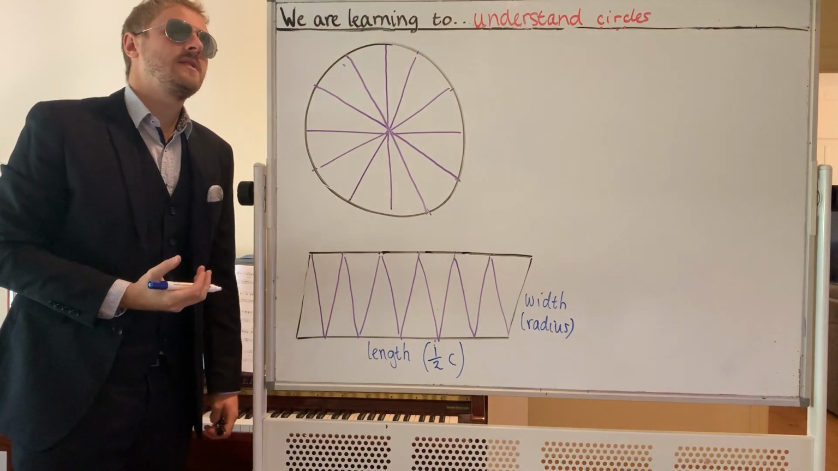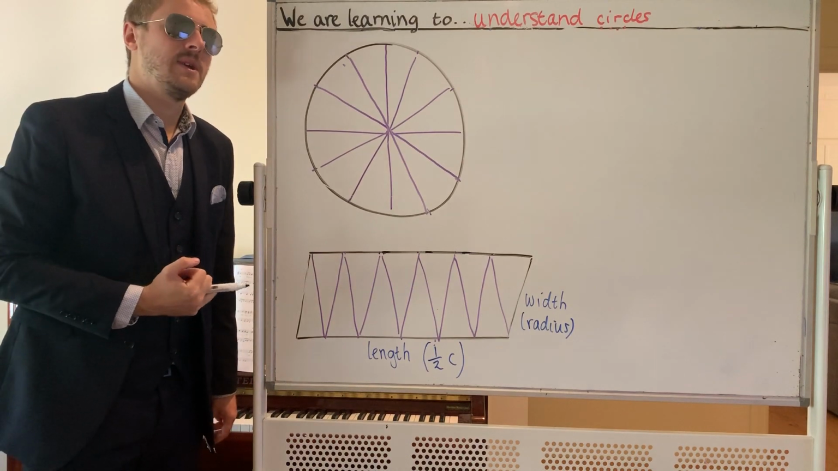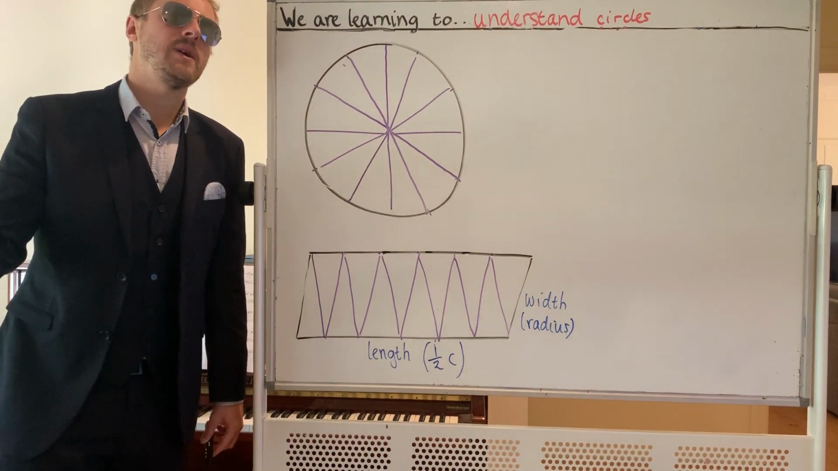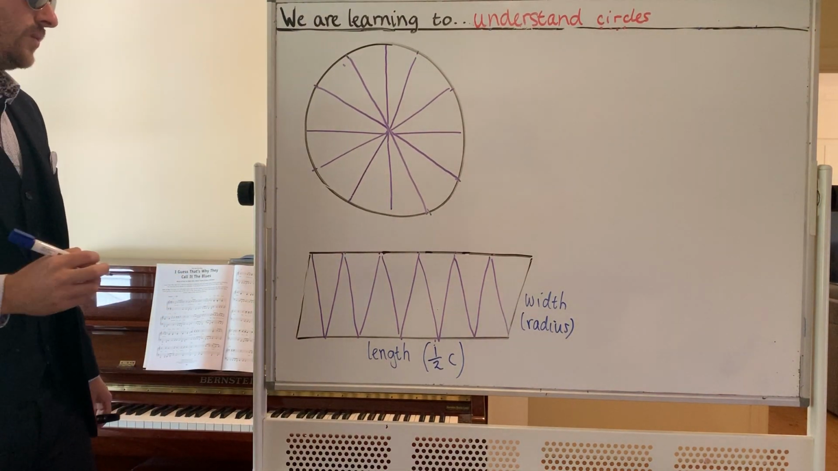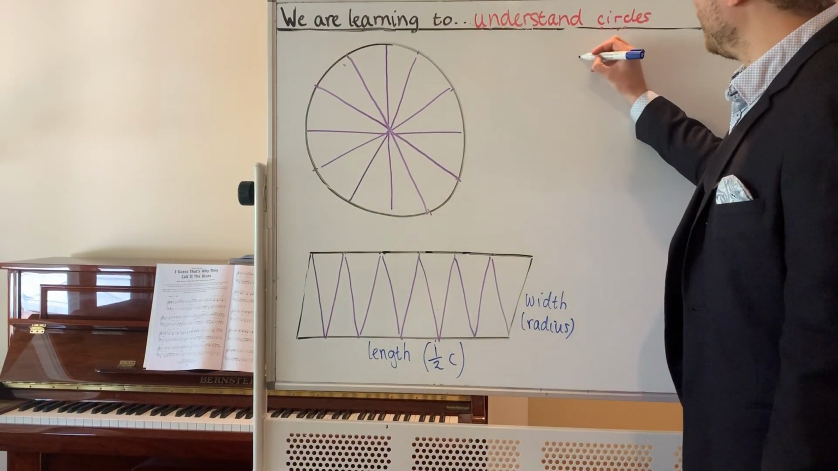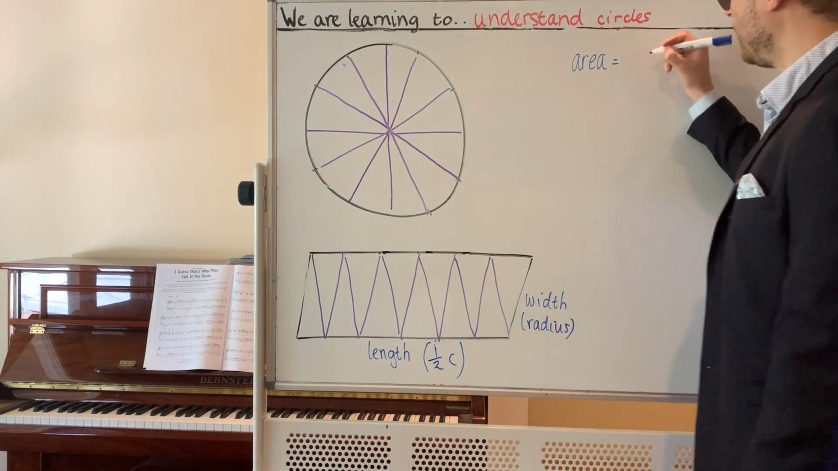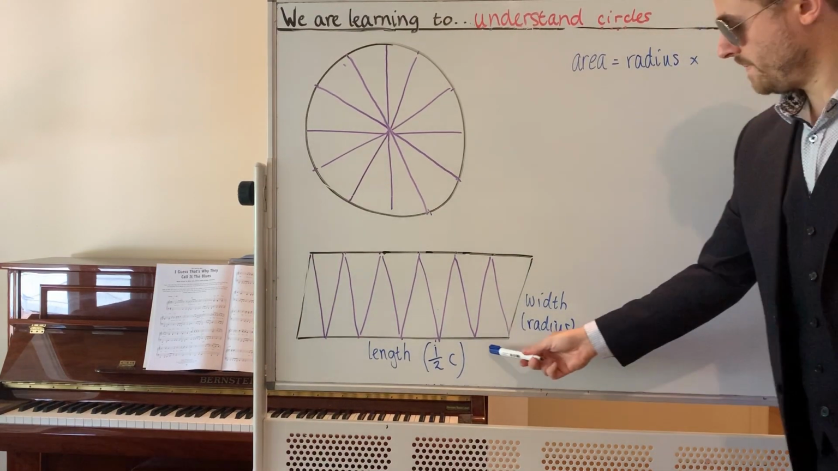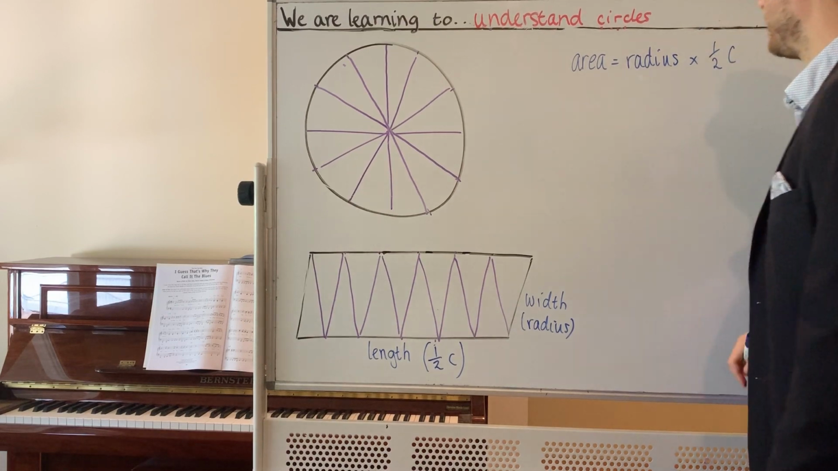Now, question 6 says the formula for calculating the area of a circle is A equals pi r squared. So that means area equals pi times radius squared. Using the information from your diagram, explain why this rule works. So, looking at our diagram here, we know that the area is this, the width, which you can also write as the radius, times by the length here, which is half the circumference.